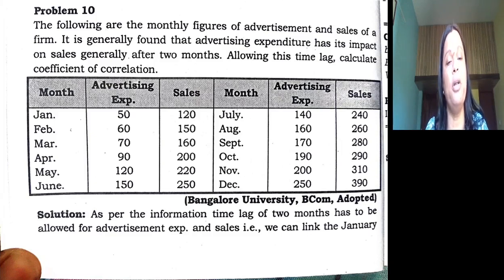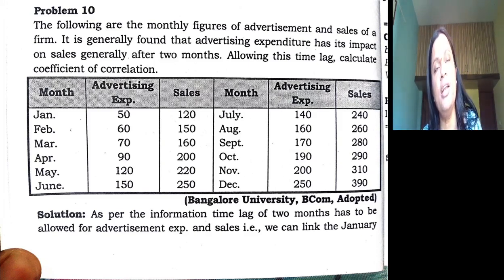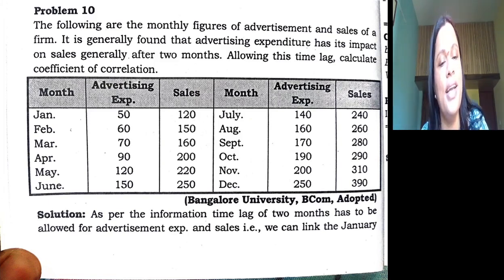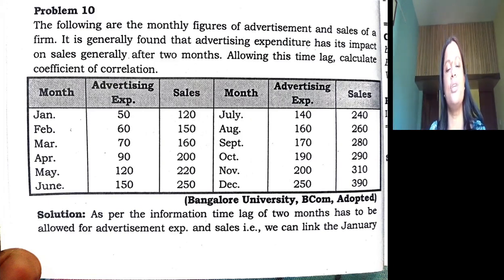So look at problem number 10. The following are monthly figures of advertisement and sales of a firm. It is generally found that advertisement expenditure has its impact on sales generally after 2 months. Allowing this time lag, calculate the coefficient of correlation. It means if we incur advertisement in the month of January, after 2 months, in the month of March, it will create impact. So taking this 2 months time lag, we have to calculate the correlation coefficient.